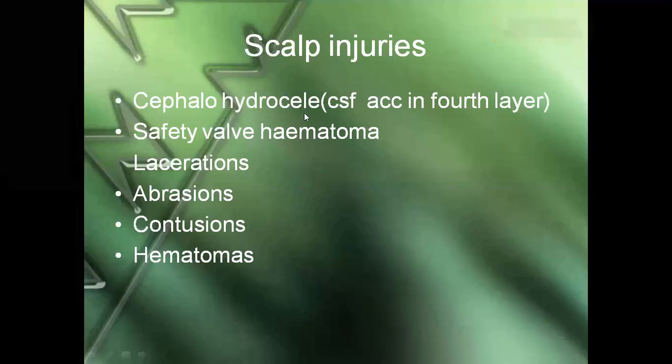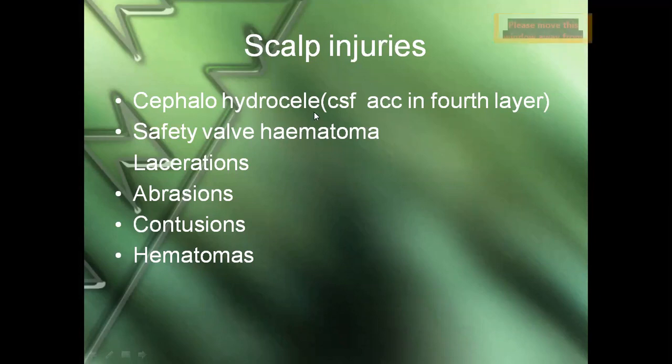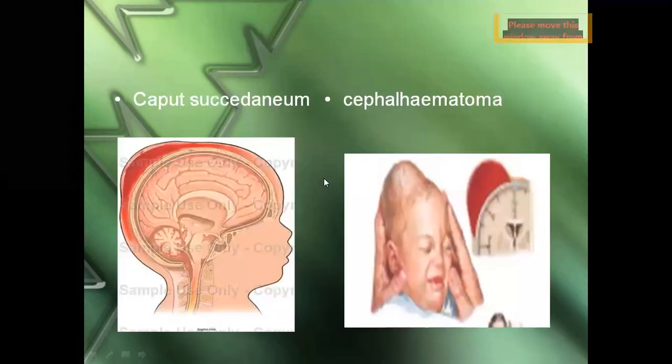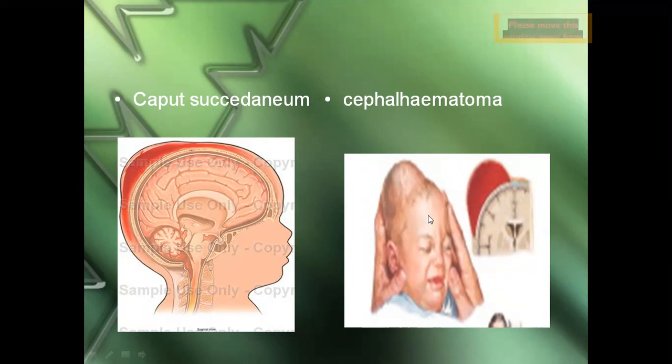The other scalp injuries we have are cephalohydrocele, where cerebrospinal fluid accumulates in the fourth layer. If there is any fracture along the sutures, the fluid may come out and collect below the fourth layer. Then there are lacerations, abrasions, contusions, and hematomas. See, these are scalp wounds: abrasions, caput subcutaneum, cephalohematoma. Subcutaneum, I said, is a collection of fluid. Hematoma is a collection of blood just below the pericranium. This is one more picture showing us a black eye. Thank you.